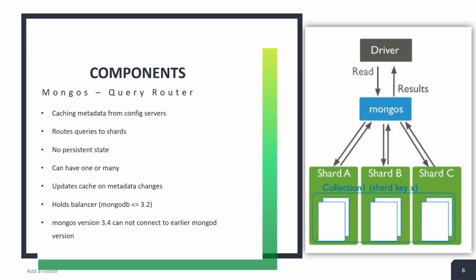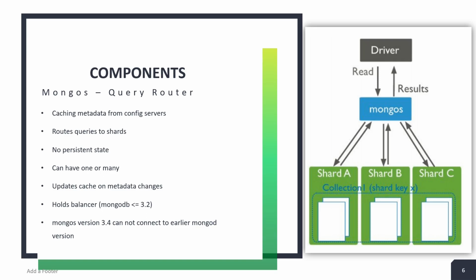Now let's look at the MongoS, which acts as a query router. So as I said already, MongoS is the primary interface where all the end user connections will come in, and it will route that particular connection to the appropriate shard and the appropriate primary node that's running over there.